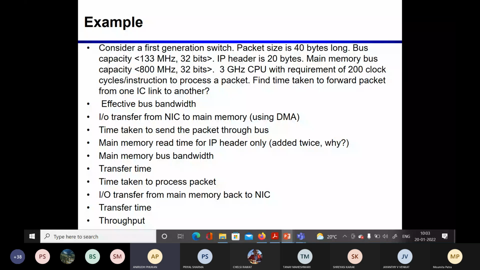Ma'am, I had a doubt in the question. When you say 3 gigahertz CPU with requirement of 200 clock cycles per instruction to process a packet, does that mean to process the entire packet it takes 200 clock cycles? No. I think here the CPU is going to work only with the 20 bytes, so it works with 20 bytes at a time. And since the IP header is only 20 bytes, we can take it to be 200 clock cycles. Yes, you can take it to be 200 clock cycles.